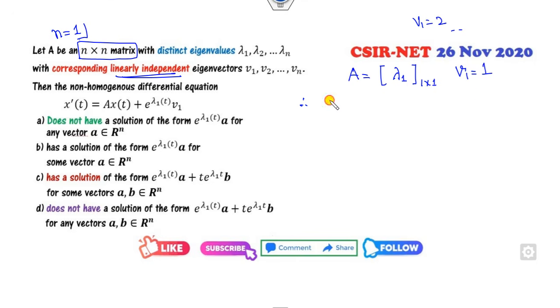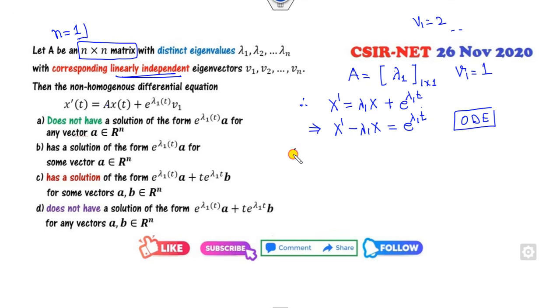So therefore your system of this equation will be x prime is nothing but lambda 1 x plus e raised to power lambda 1 into t. v1 I can consider as 1. So what does it mean? Now you can see that the size of this matrix is 1. That means it is a single ordinary differential equation.